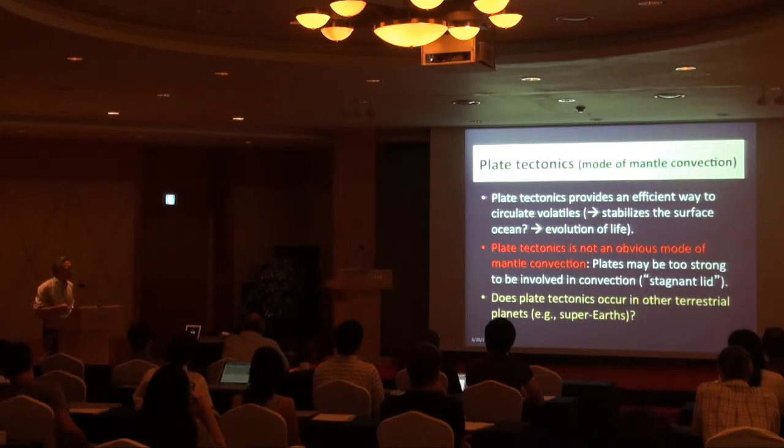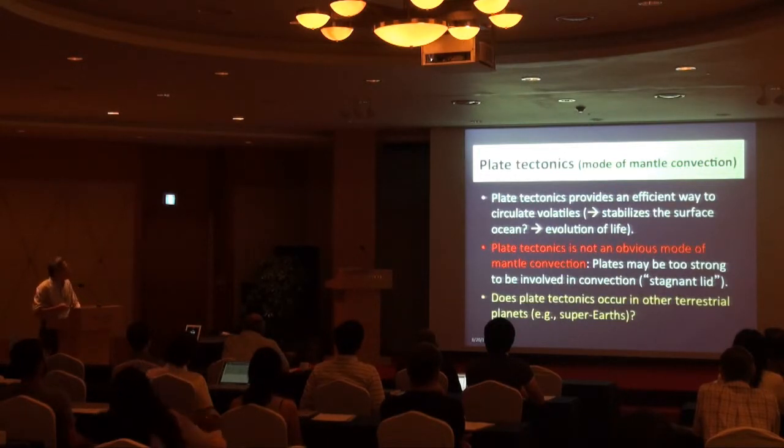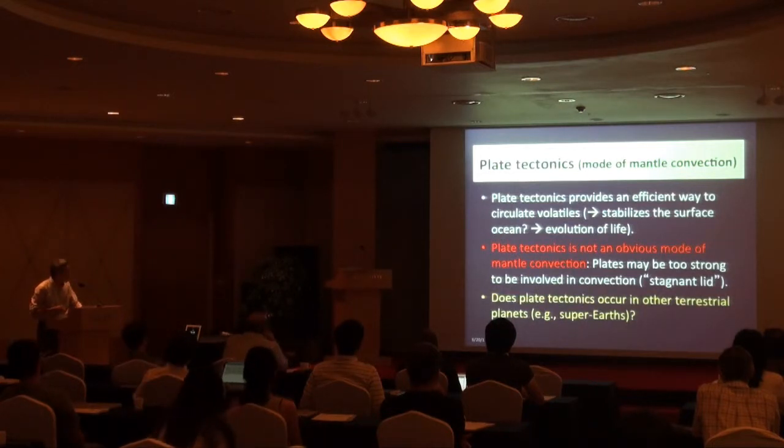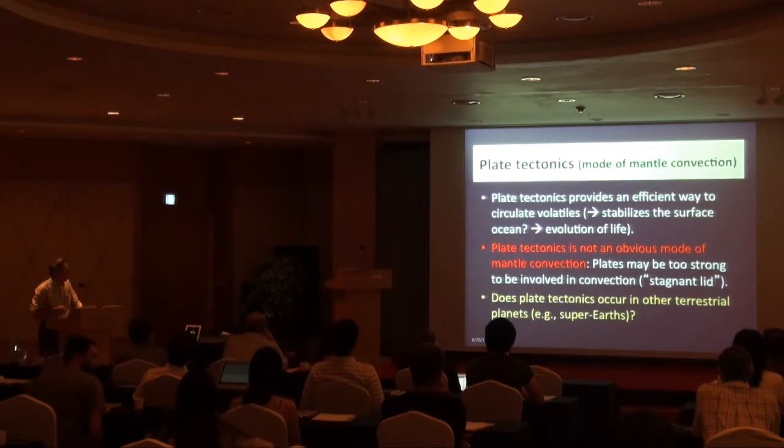So some people believe that plate tectonics is one of the key factors by which the origin of life is controlled, because volatile circulation probably stabilizes the surface ocean and then controls the condition of the atmosphere. However, a really important concept is that plate tectonics is not an obvious mode of mantle convection. As I'm going to show you, as Paul Tackley also discussed, there are various styles of mantle convection, and plate tectonics is only one of them.